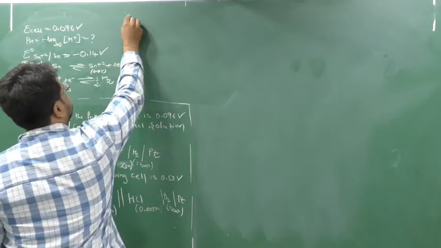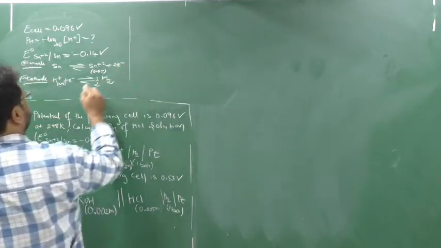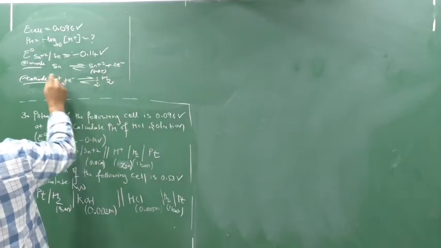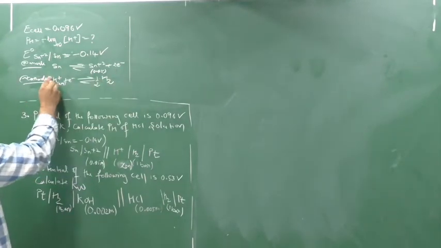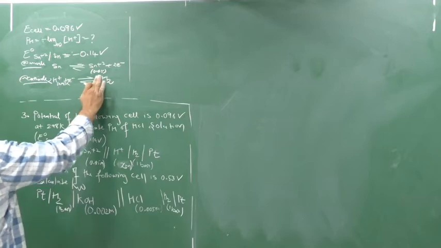So I write down here the net reaction. Your net reaction will have 2 electrons. So I'll balance this. This is 2 electrons, so here 2, here also 2, and this will be half.